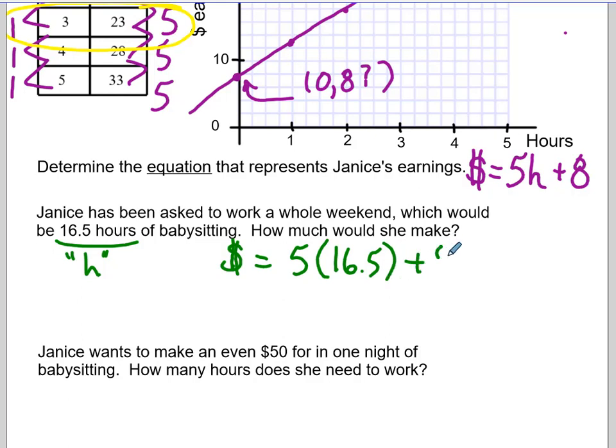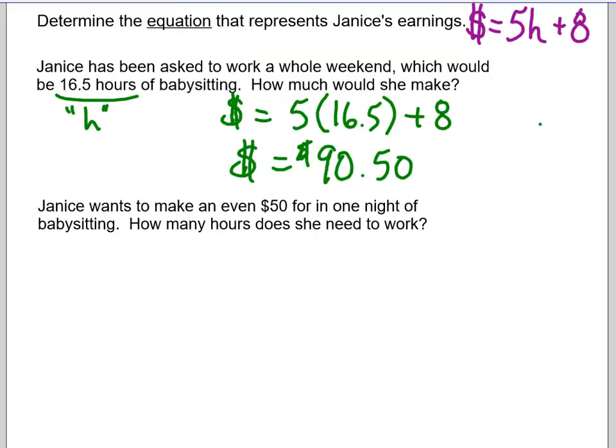And plus 8. Okay, now if you're super comfortable, you might do that in your head. This is also a good time if you want to break out your calculator. Either way, we should come up with 90.50. Now I've included an extra decimal place here because we're talking about money. So she makes $90.50 for her babysitting on this weekend.